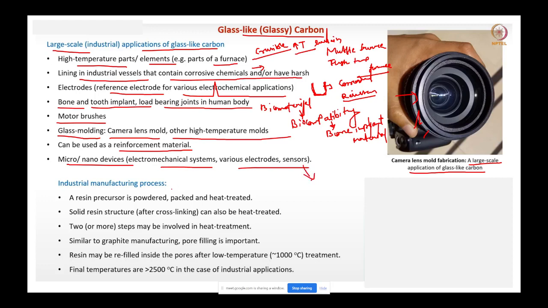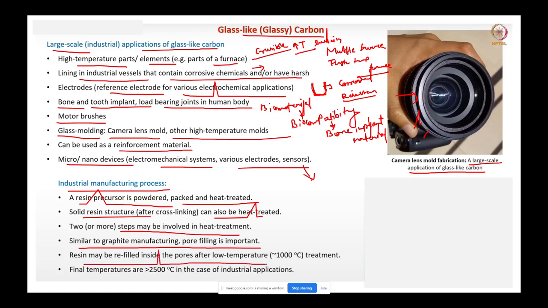The industrial manufacturing process is that a resin precursor is powdered, packed and heat treated. Okay, then the solid resin structure can also be heat treated. Two more steps may be involved in heat treatment. Similar to graphite manufacture, pore filling is important. Resin may be refilled inside the pores after low temperature treatment, and final temperatures are more than 25 degrees in the case of industrial applications.